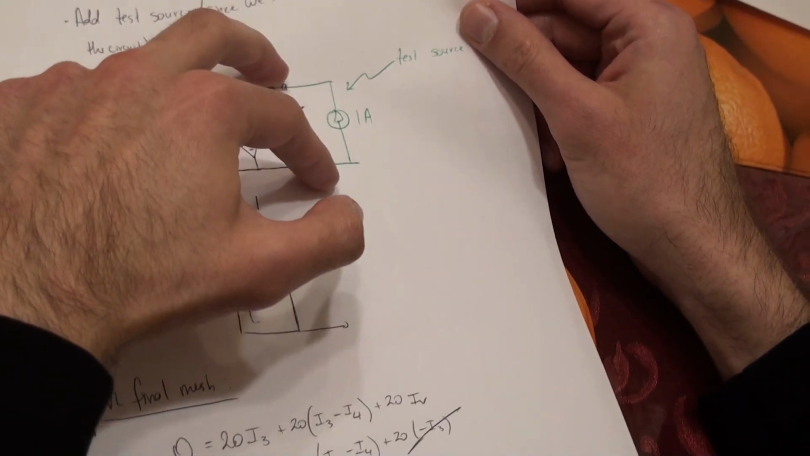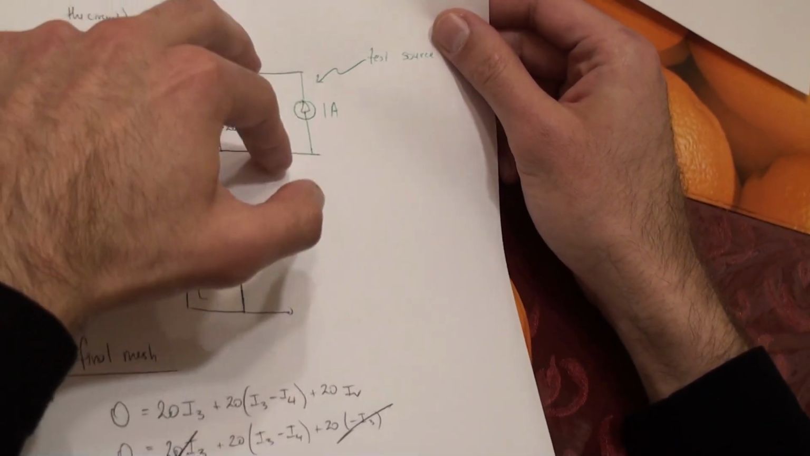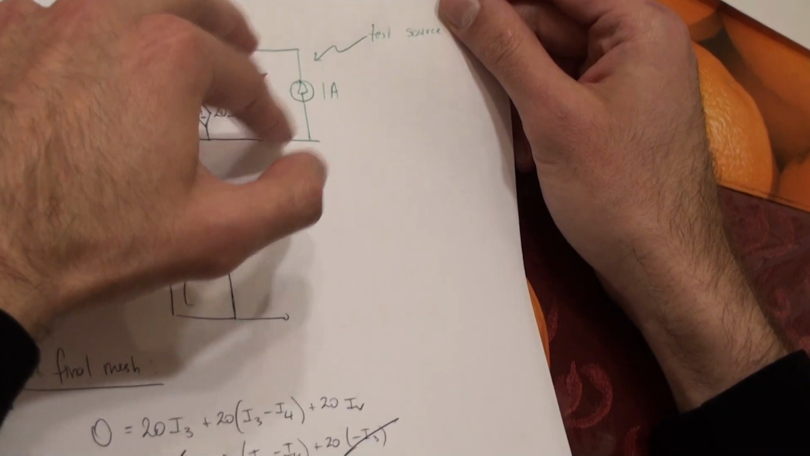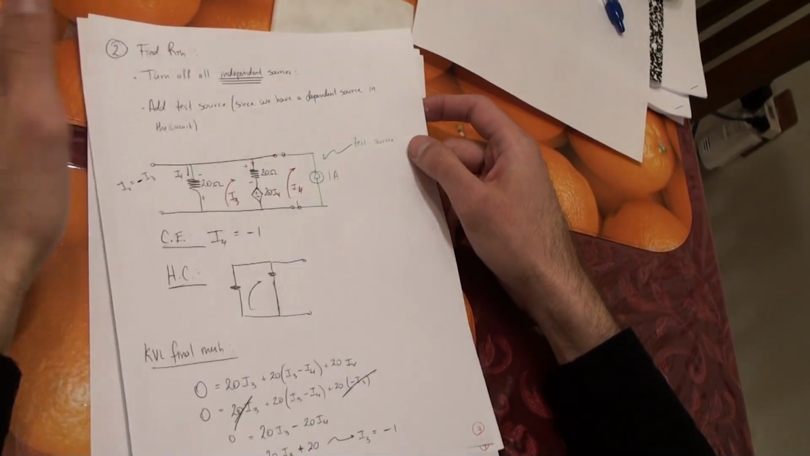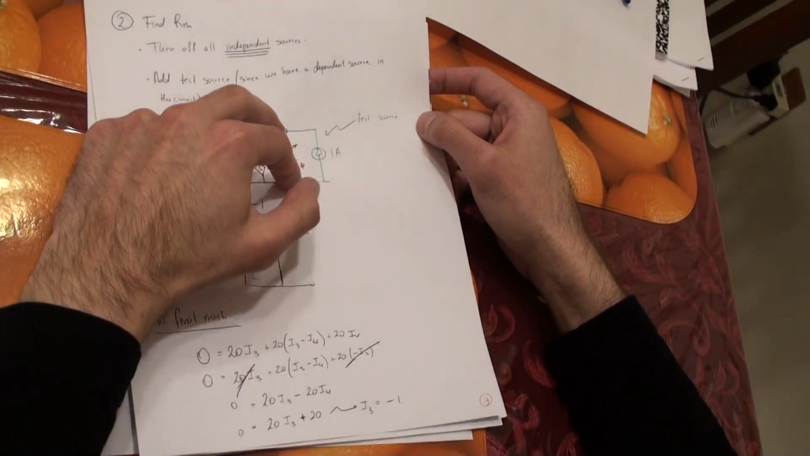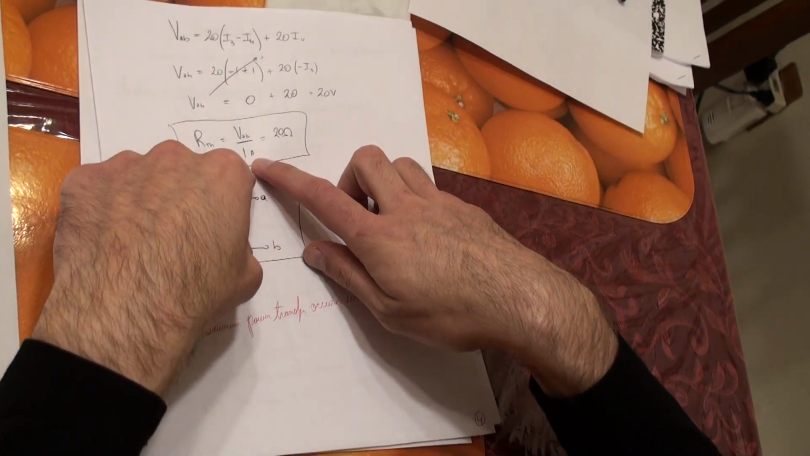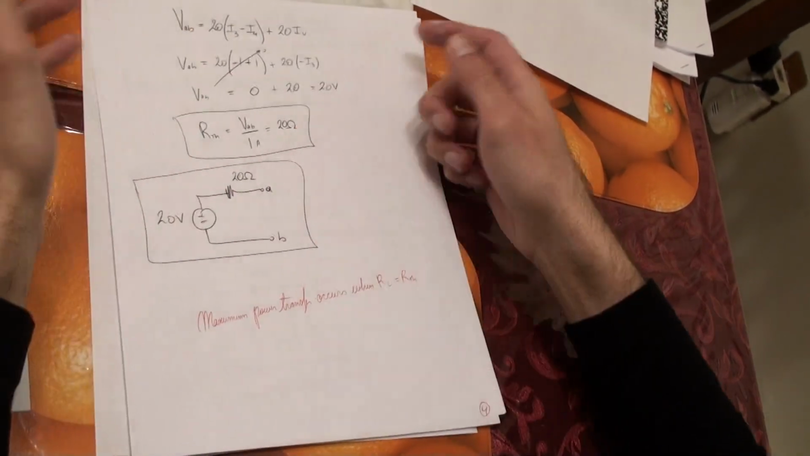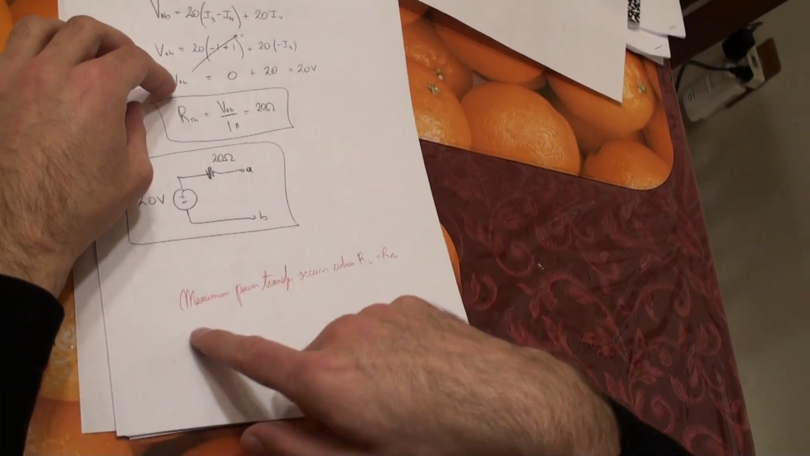Once I find the voltage, using Ohm's law, I can take the voltage, divide by the current, and I find Rthevenin from the terminals. That's essentially what I do here. I use mesh analysis to find VAB. Once I have VAB, I divide by the current provided by the test source, and I find Rthevenin. So here we have our Thevenin equivalent circuit. I added a little reminder here.